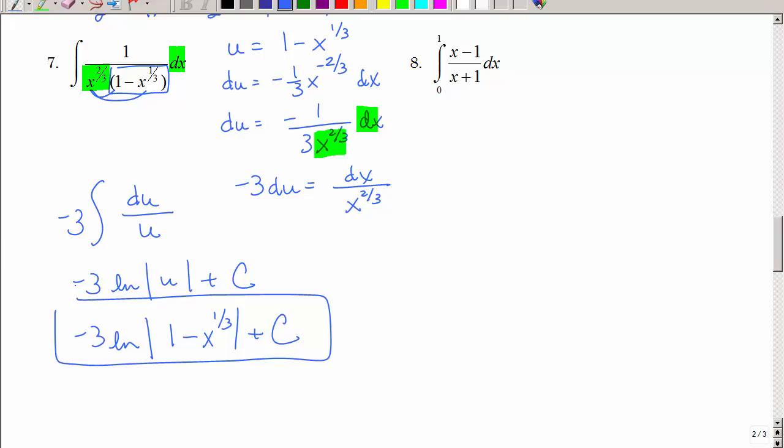Number 8 is a definite integral. So after we integrate, we won't have a plus c, we'll actually have to evaluate that integral. And it looks kind of sweet and innocent, but we still have to use long division because we have an improper fraction. If the degree is the same or higher in the numerator, we need to do long division.